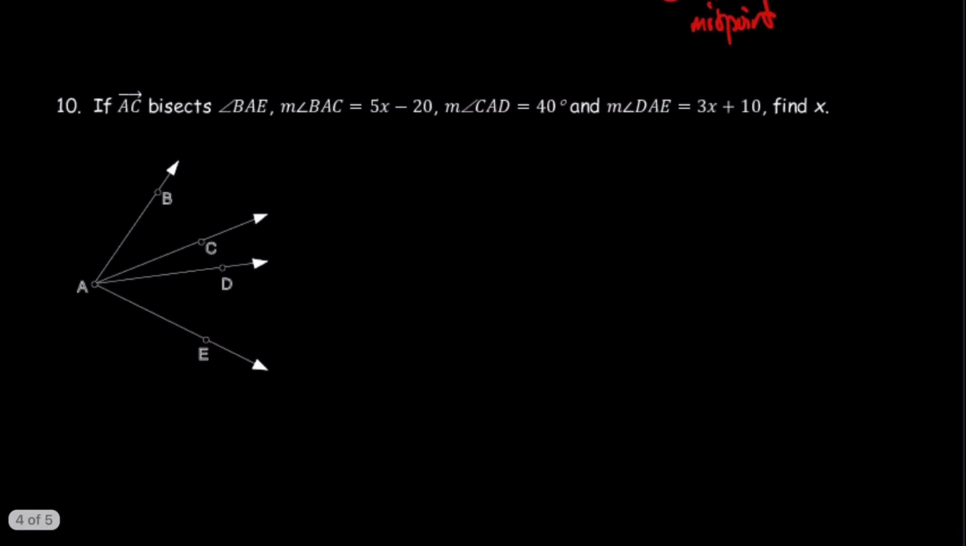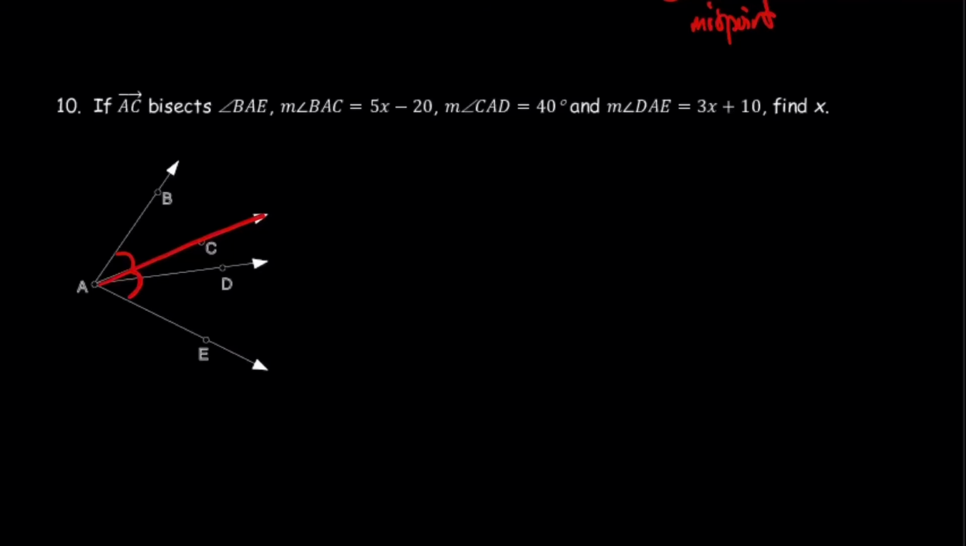All right, this one's going to be a little bit challenging. It says if AC bisects angle BAE. All right, so let me see. That's the bisector, which means this angle here is equal to that angle there. And this bottom angle is composed of 2.